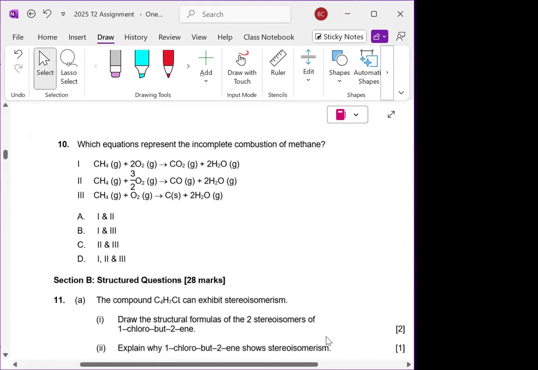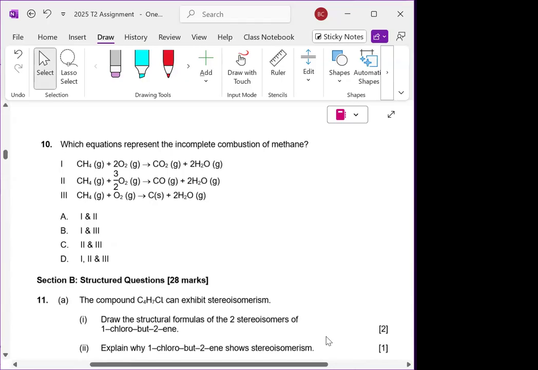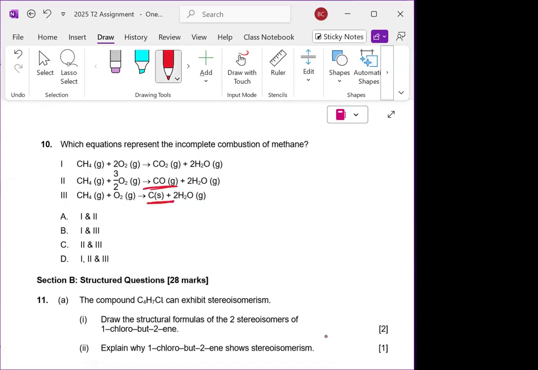Okay, last MCQ question. Which of the following shows the incomplete combustion of methane? If it's incomplete combustion, you should get CO, you should not get CO2, but you get CO and C. So answer will be 2 and 3.